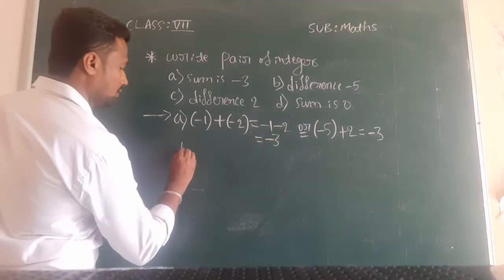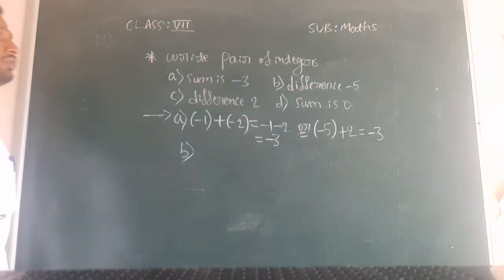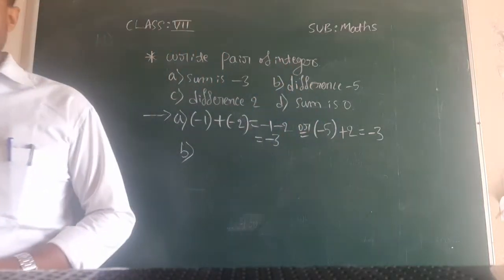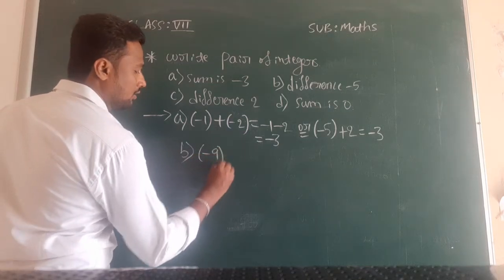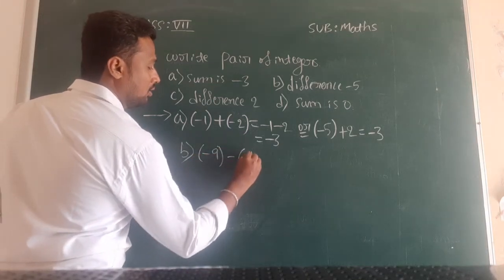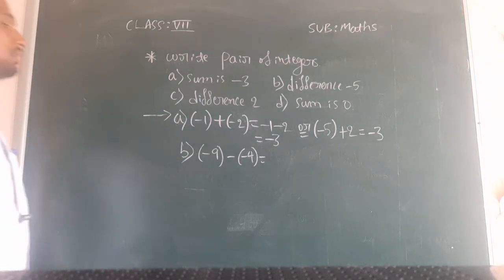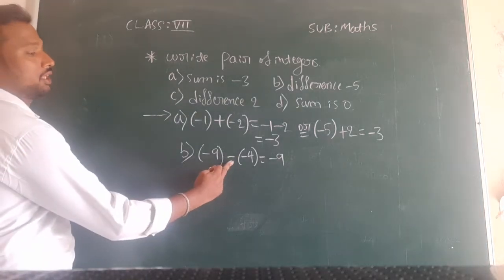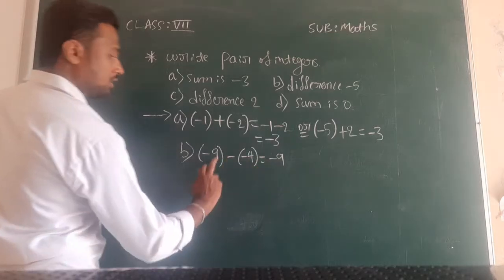Question number B. So here the difference is minus 5. We should get the difference as minus 5. And already I told you difference means you have to subtract here. So for this they have given minus 9 minus into bracket minus 4. Minus 9 minus into bracket minus 4 means minus 9 I will write as it is. Here you can see minus means we are subtracting, difference.